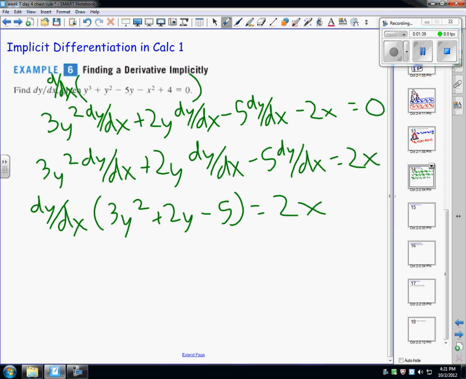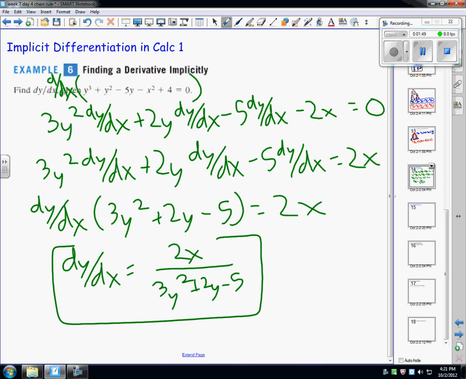And I can finally divide over and say 2x over this stuff. And there's the derivative of y with respect to x, Calc 1 style. Now, Calc 3 makes it a little bit simpler as long as you know a formula. I'm going to show you how the formula happens, but then from here on out, know the formula.